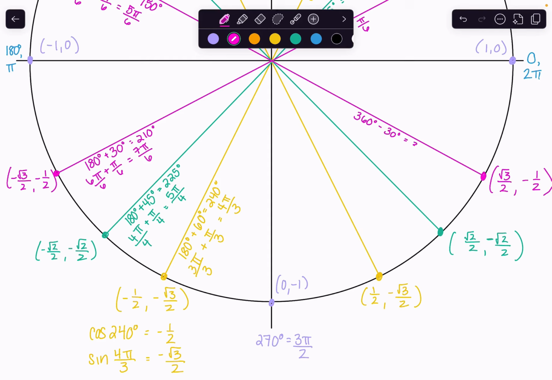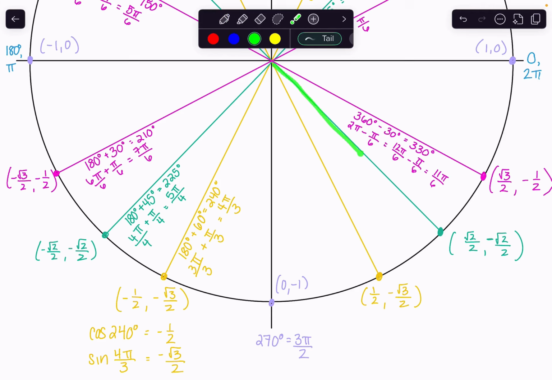So this special angle is 330 degrees. Doing that in radians, 360 degrees is the same as 2 pi. So from 2 pi, we are going back pi over 6 radians. And again, 2 pi, you can convert that. That's 12 pi over 6 minus pi over 6. So this special angle is 11 pi over 6.